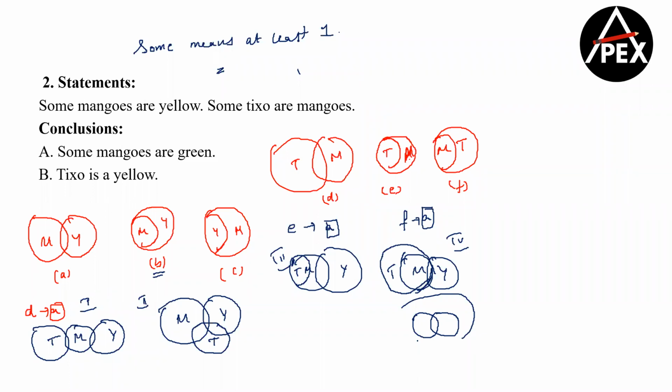Maybe T is holding both M and Y, making this our diagram 5. Okay, so we are done finally with all the diagrams with A, correct? Similarly, if you draw diagrams with B and C also, what you will realize is that both of these conclusions are invalid. Okay, both of these conclusions are invalid.